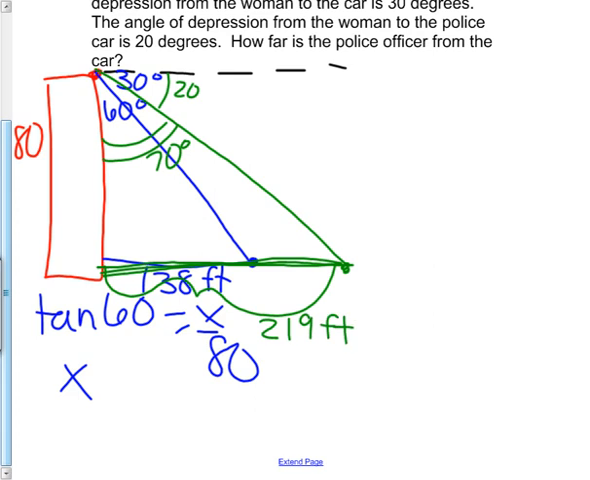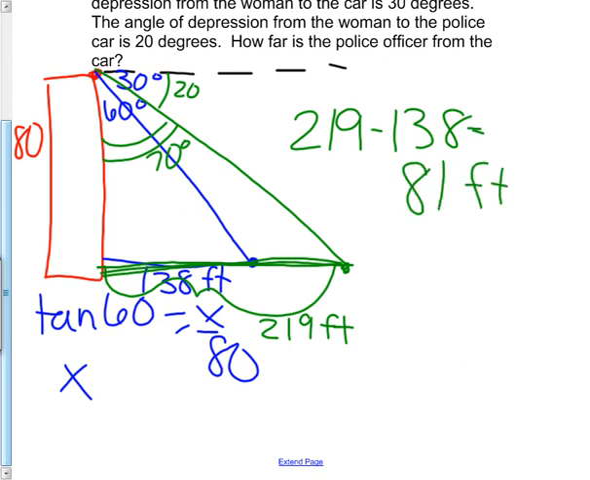So if we want to find out how far the police officer is from the car, what would we do? 219 minus 138. Isn't that 81 feet? 81 feet. And so this one and the Superman one, those would be like the hard ones in your homework. So if you understand and took good notes on this, then you should be able to do those harder ones in the homework. Any questions about how we set it up, how we did anything?